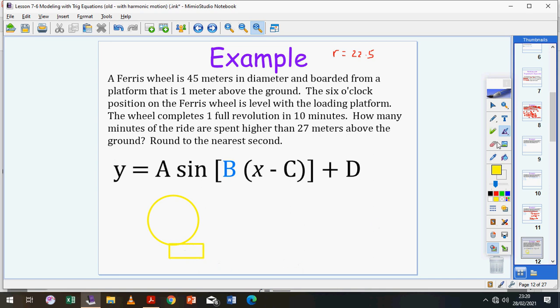So that means this is 1 meter, right? Although it's a very terrible sketch. And this is 22.5 meters, right? And another 22.5 up here. This is my midline.